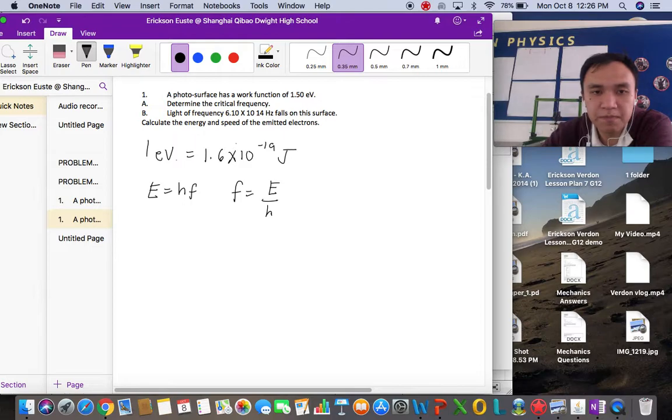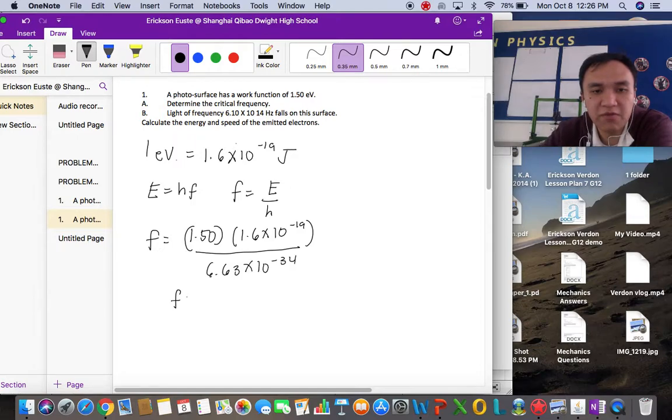Your E, so that means that f is equal to 1.50 times 1.6 times 10 to the negative 19 all over the Planck's constant, which is 6.63 times 10 to the negative 34. So the frequency of this one will be 3.62 times 10 to the 14th hertz. Then you're done with that.